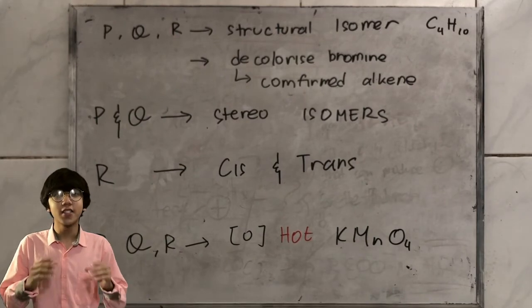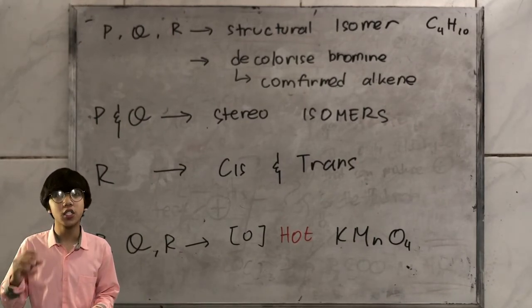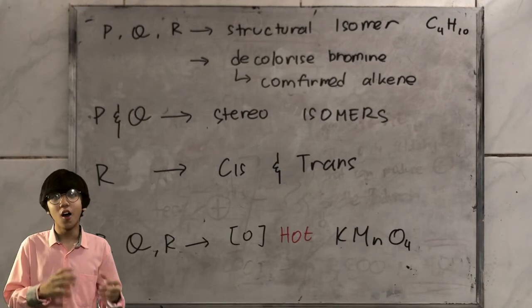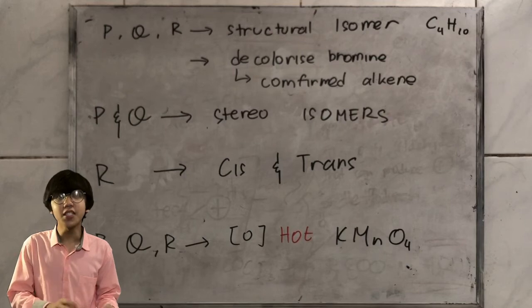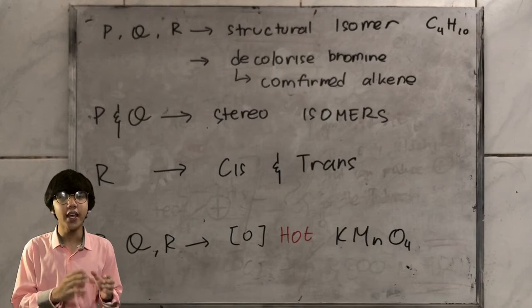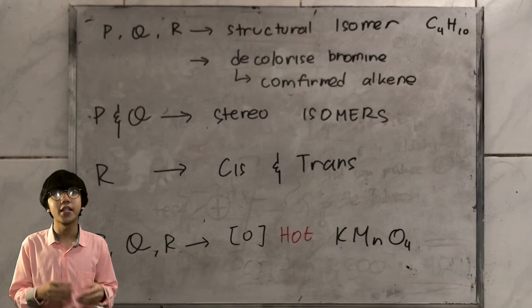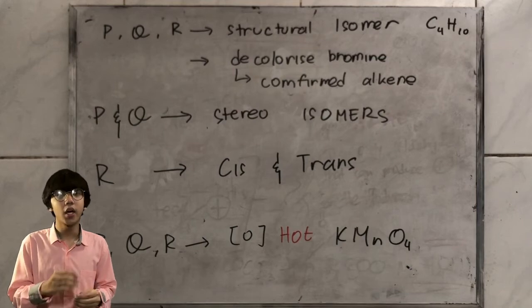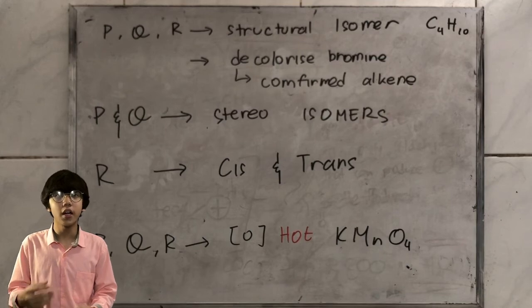Question number 5 states that P, Q, and R are structural isomers of C4H10, all of which decolorize bromine in the dark. We can safely say that P, Q, and R are alkenes. The question also states that P and Q exhibit stereoisomers. R exhibits cis-trans. P, Q, and R are oxidized with KMnO4 to see their end products.